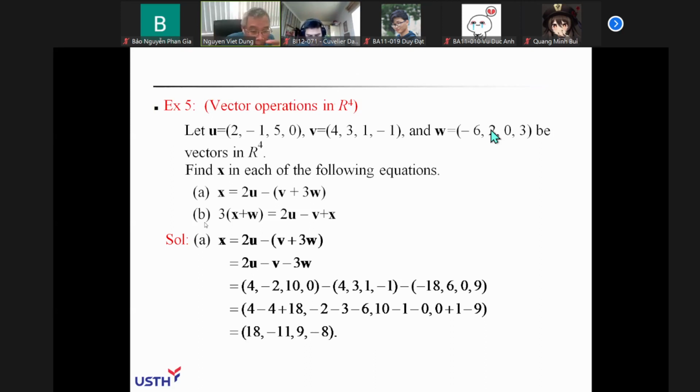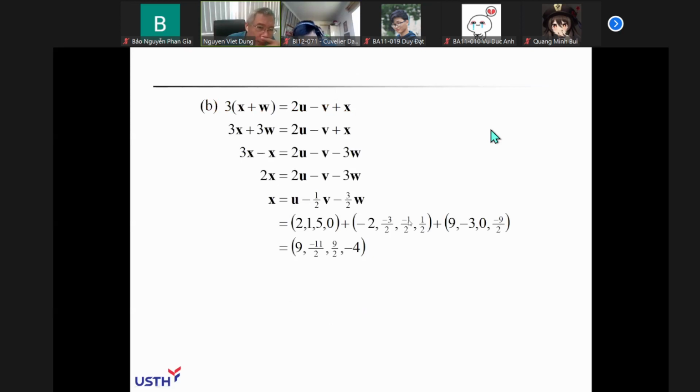And for example number B, it is just a little more complicated because you have that one. So first you have to do the equation and move x to be here. You get x equals u minus 1/2 of v minus c over 2 of w, and then you get that thing. So the computation is very simple, but however, it requires you some carefulness.